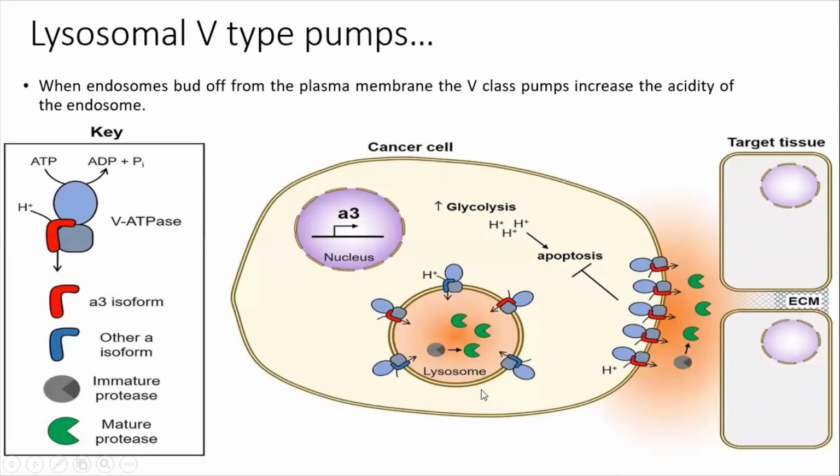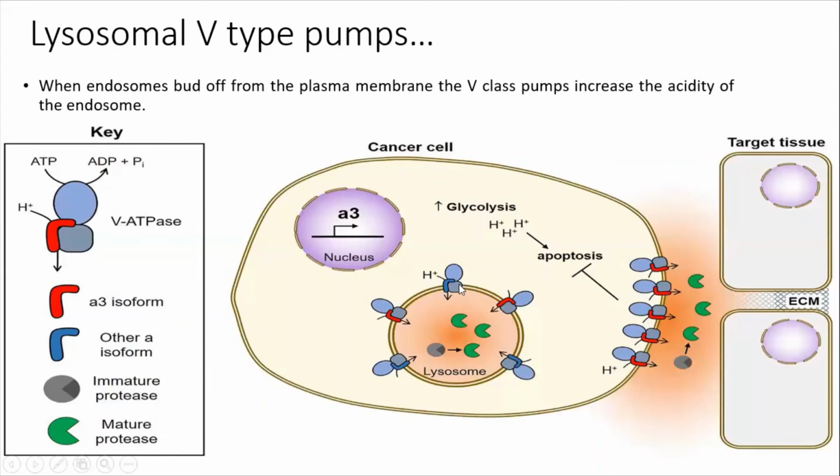Now let's talk about the lysosomal V type pumps. Okay, so when endosomes bud off from the plasma membrane, the V class pumps increase the acidity of the endosomes. Now why? Because एंडोसोम्स में ही इवेंचुअली जो भी आपने खाया है या जो भी ऐसे something is engulfed by the cell or whatever it is, finally it goes and gets fused with the lysosome, right? And the degradation starts. Okay, so they all have got this V class pump. Clear?